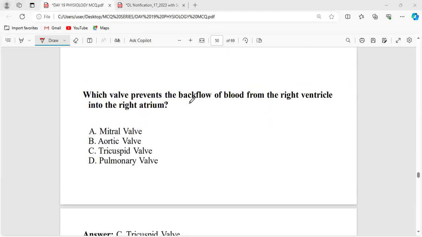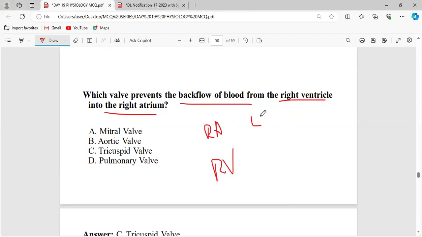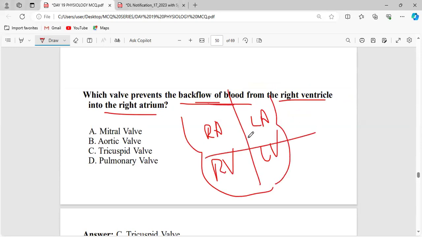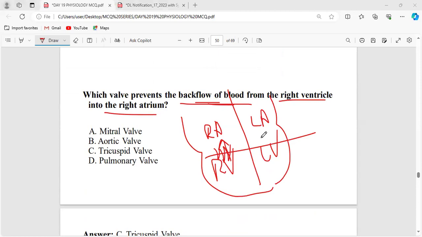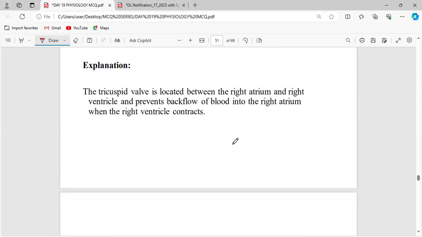Which valve prevents the backflow of blood from the right ventricle into the right atrium? We have a right atrium and right ventricle, left atrium and left ventricle. And here, what they are asking is the backflow of blood from the right ventricle to the right atrium. So what is the valve present here? That will be, very good, the tricuspid valve. And here, the bicuspid valve will be present.